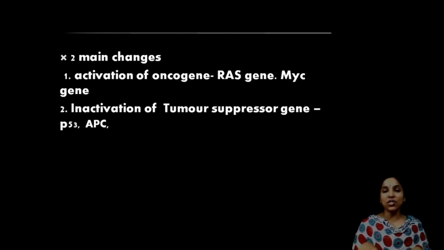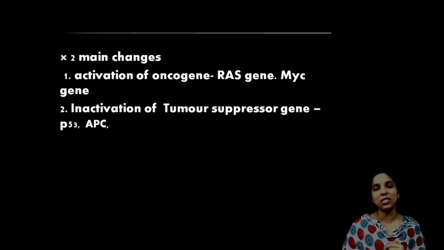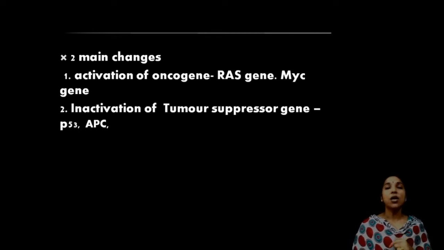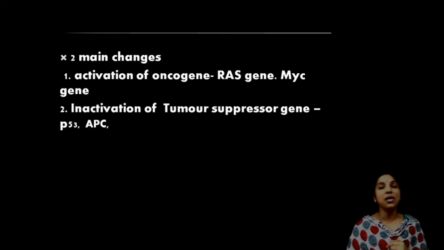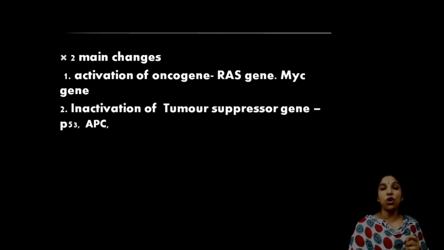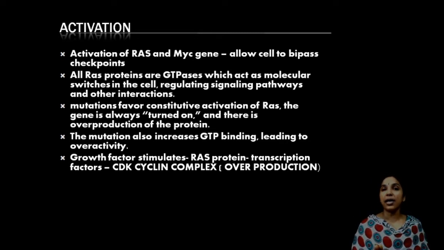Activation of oncogene is the other condition. There are two types of oncogenes we will mainly discuss: one is the RAS gene, another one is the MYC gene. And for inactivation of tumor suppressor genes, there are three: P53, APC and RB, that is retinoblastoma. We will discuss P53 and retinoblastoma. So first of all we can discuss activation of the RAS and MYC genes.